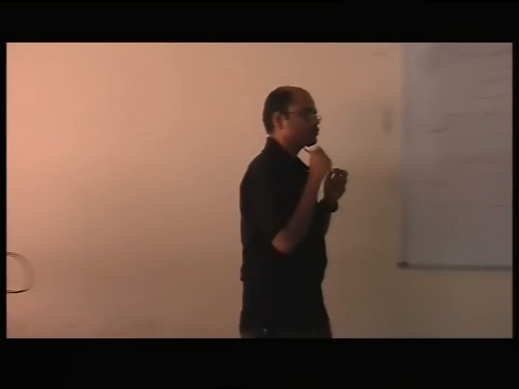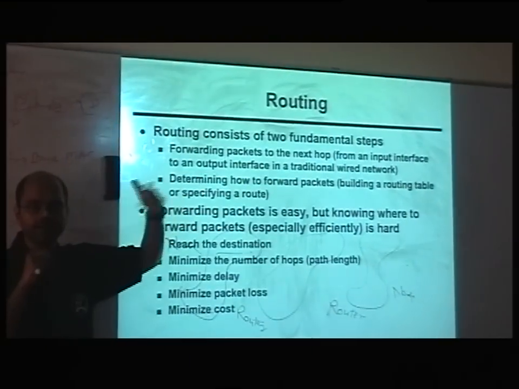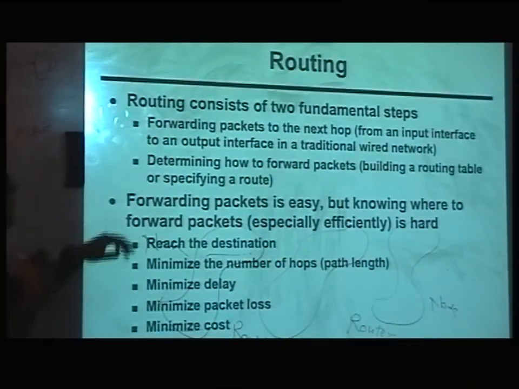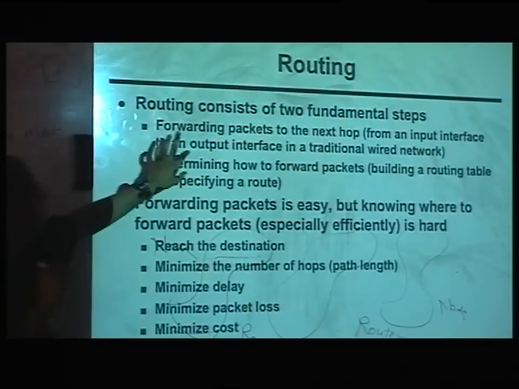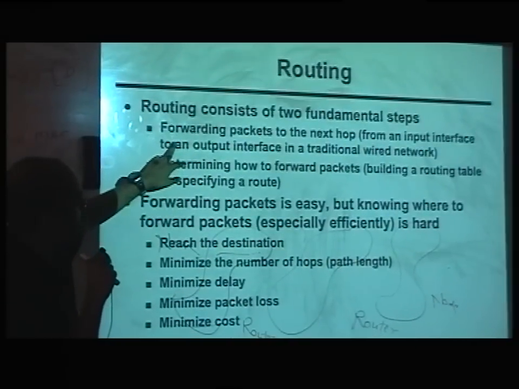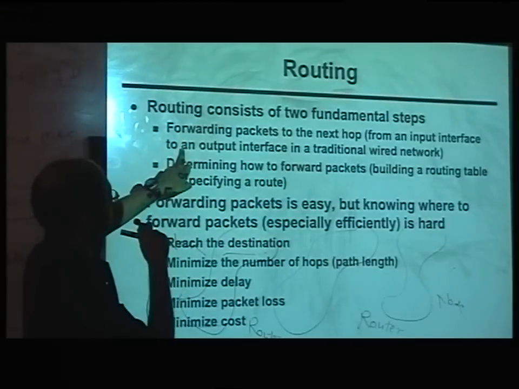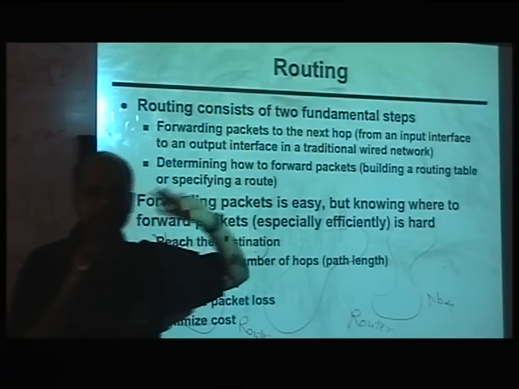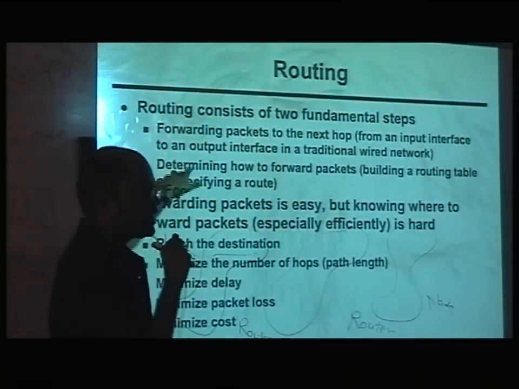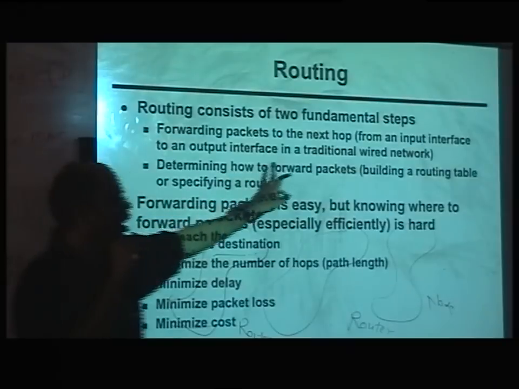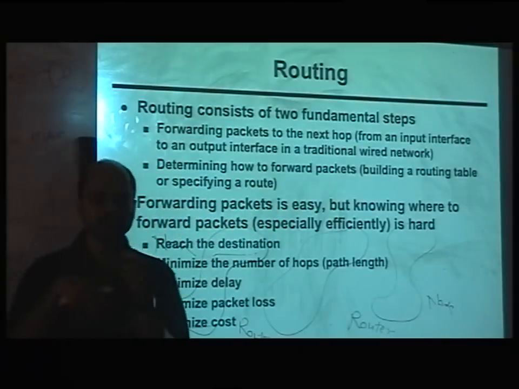So we'll go into mathematics here because we want to put this problem into mathematics so that we can solve it. There are two fundamental steps in routing. One is forwarding the packets to the next hop, which means from an input interface to an output interface. Right? So you have to forward the packet. And the second thing is you have to find out how to forward packets. You have to find out a table which you can use for translation.